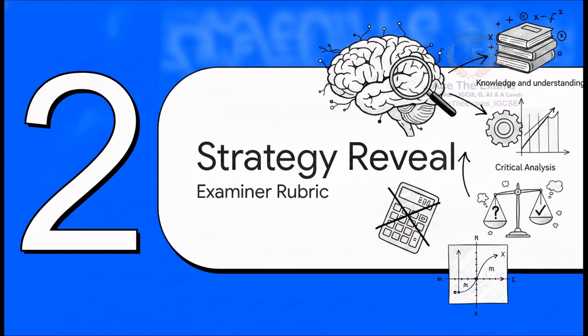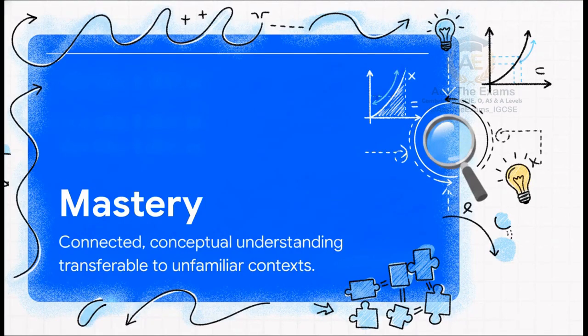Let's uncover the examiner rubric. To fix these symptoms, we first need to understand that examiners aren't just looking for human calculators. They really aren't. The assessment objectives actually target 3 distinct cognitive domains: knowledge, practical application, and critical analysis. And this brilliantly illustrates what Cambridge defines as true mastery. Mastery is a connected, conceptual understanding transferable to unfamiliar contexts.